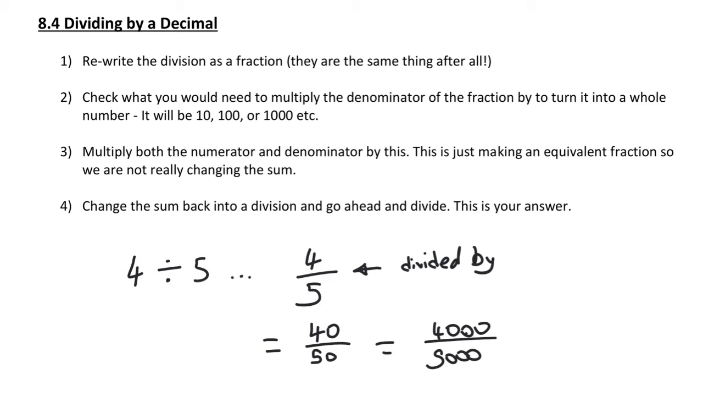Then change the sum back into a division. So we'll go from a division, where we're dividing by a decimal, into a fraction with the denominator as a whole number, and then we'll go back to the division and actually work it out. And the answer that we get is our answer. We don't need to divide back again or anything like that. The answer is our answer.